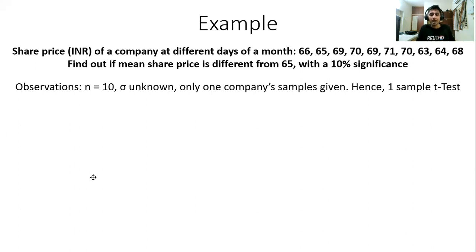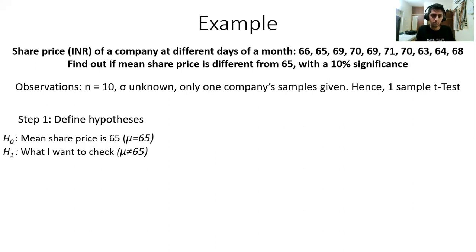Given that both of these are there, we can immediately relate to the first table. Remember that we have to use a t-test. Moreover, we just have one company's sample data given. So it's a one sample t-test. That's it. So you have zeroed in on the kind of test that you have to make. Now it's all about the process. Your first step would be defining the hypothesis. It says that I have to find out if the mean share price is different from 65. So what I do is I assume share price is 65. That will be my null hypothesis. So share price is 65, mu would be 65. That is my H naught.